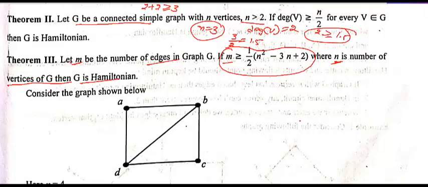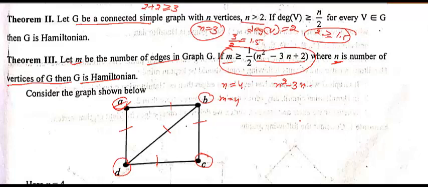How many vertices? 1, 2, 3, 4. So n is equal to 4. What is m? 1, 2, 3, 4, 5. So m is equal to 5. Now you can solve this one. n square minus 3n plus 2. So you have 4 square, sorry, 4 square minus 3 into 4 plus 2. And 4 square is 16 minus 12 plus 2.